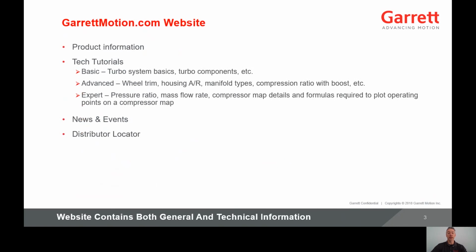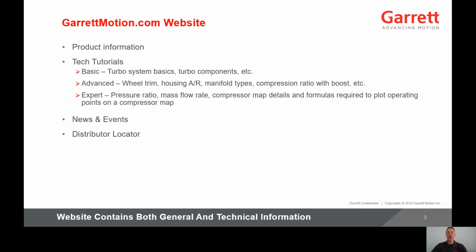The Garrett Motion website contains a lot of helpful information. It contains product information about turbos, intercoolers, and ancillary components. It goes over Garrett's technology and product development, as well as our involvement in OEMs and motorsports. It contains tech tutorials written by the engineers from basic to advanced, up to expert level, where detailed formulas are used to plot operating points on a compressor map to help select the correct turbo. It also contains news and events, as well as a distributor locator.